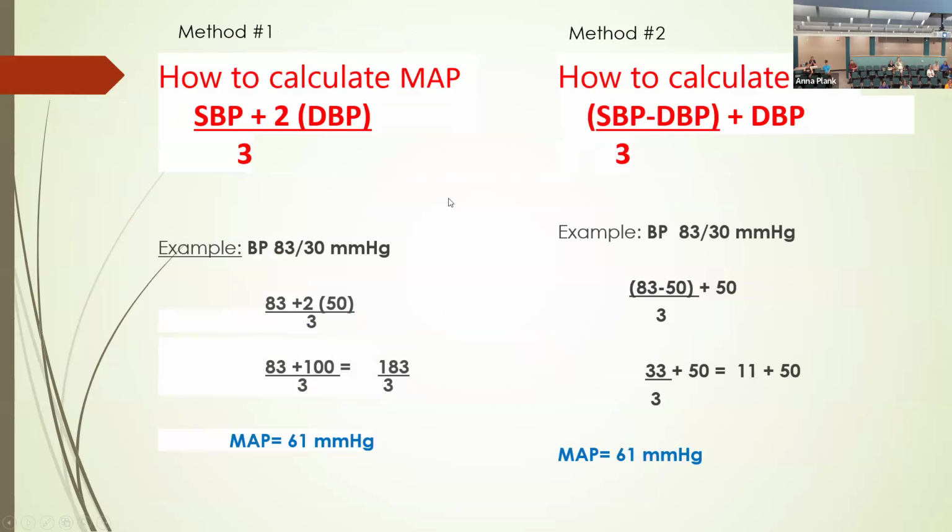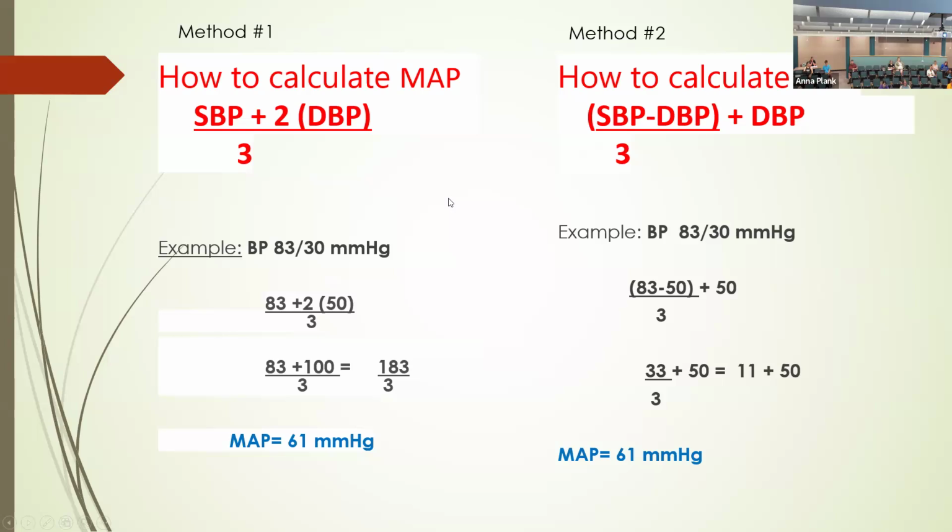So if I take a manual blood pressure, or I look at my little Dynamap thing, I can do it. I take my systolic blood pressure, I multiply my diastolic twice and divide by 3. Or you can take your systolic, subtract your diastolic, divide that number by 3, and then add the diastolic again. So there's two different ways you can do it. Both come out to the same.